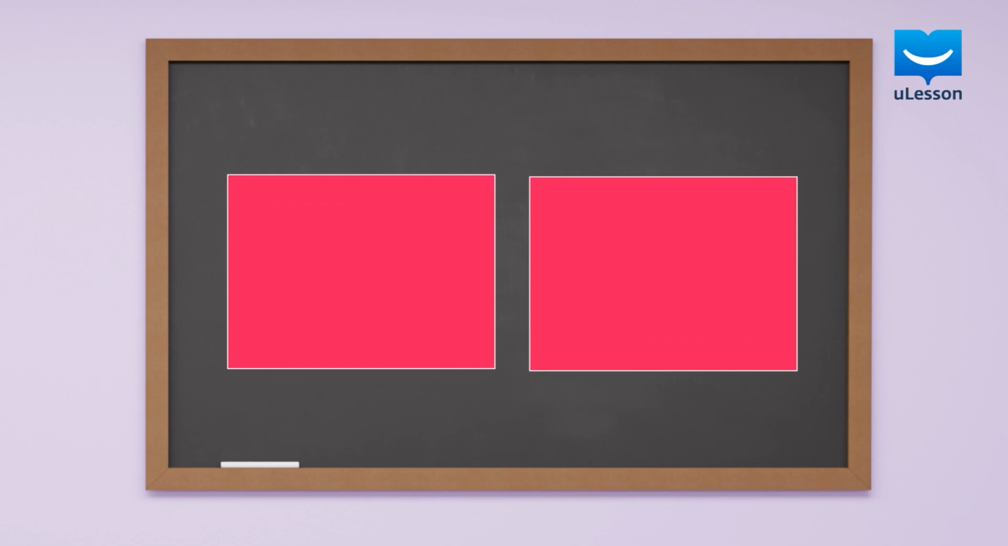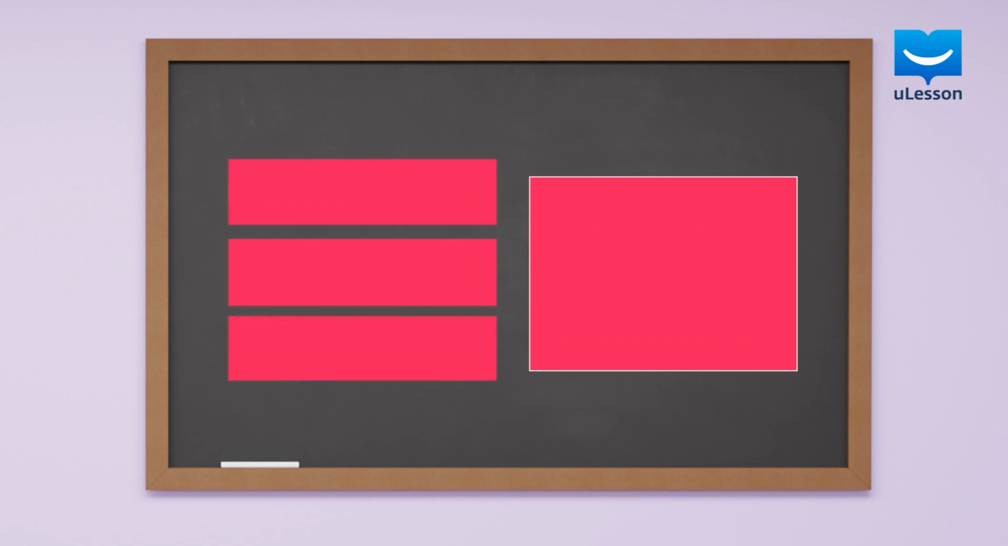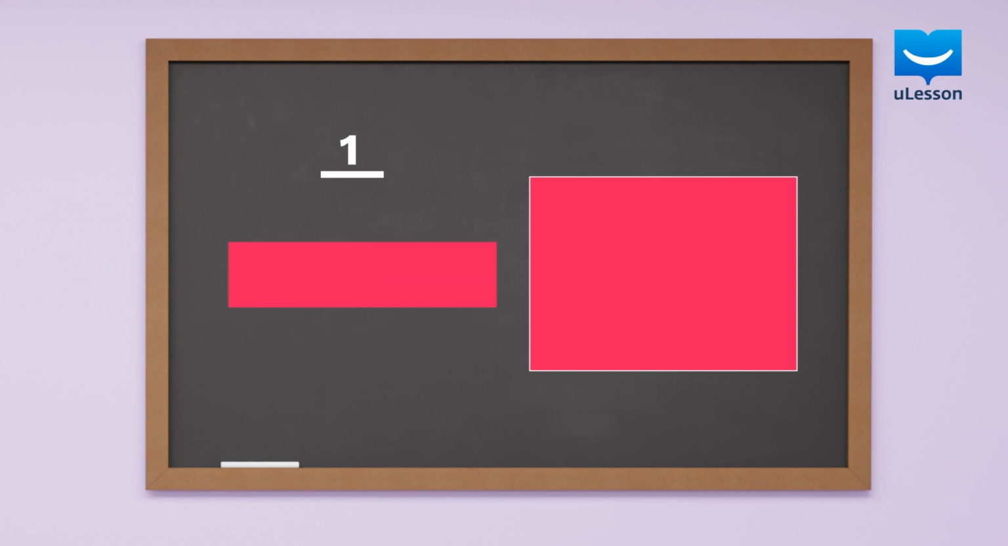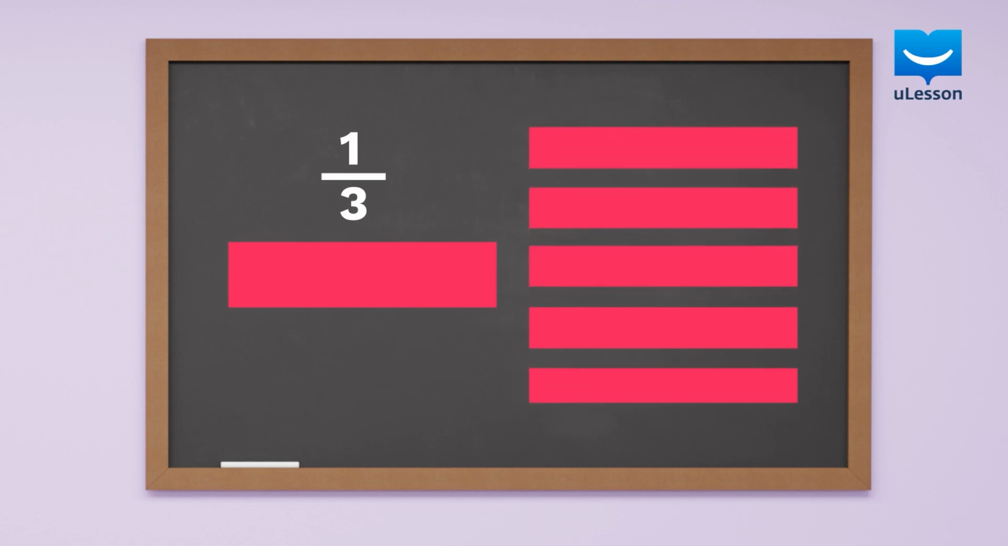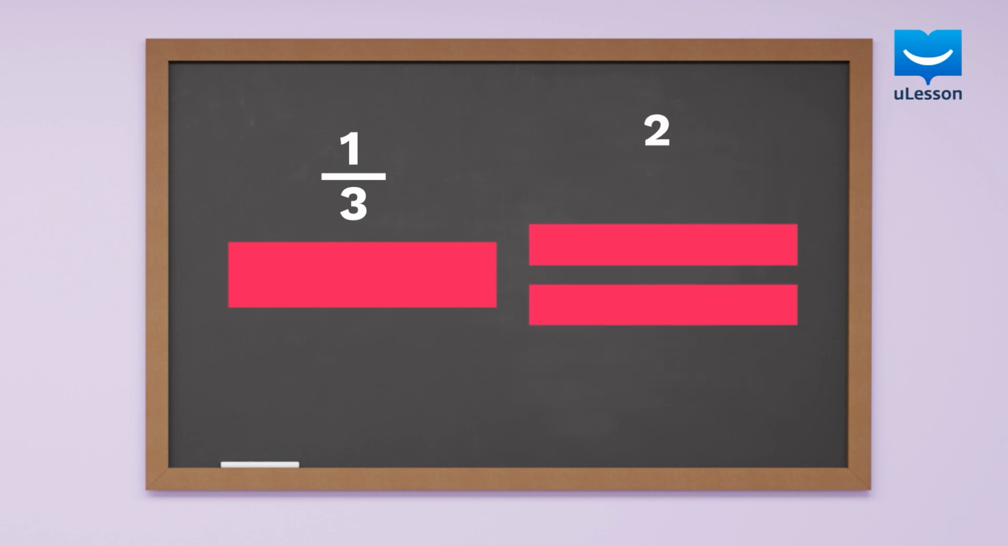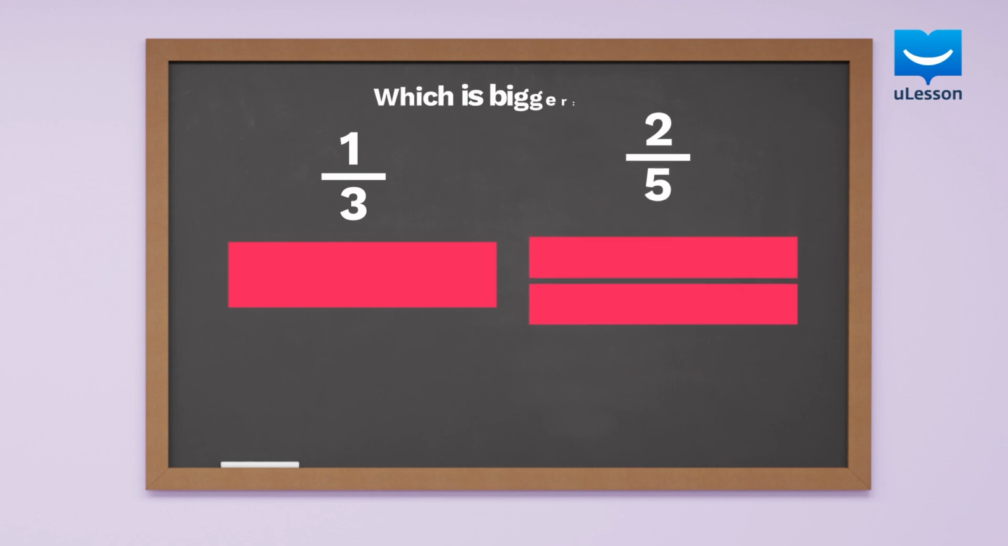Get 2 cardboard papers of the same area. Divide the first one into 3 equal parts. Now keep one part. This part represents 1/3. Divide the second cardboard paper into 5 equal parts and keep 2 parts together. This represents 2/5. Now compare both fractions. Which is bigger? We can see that it is 2/5.